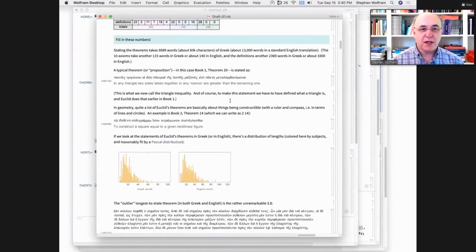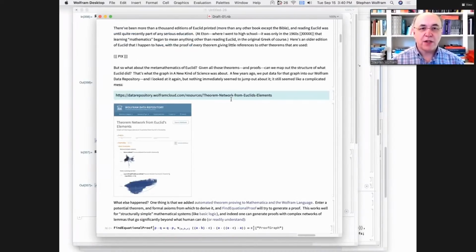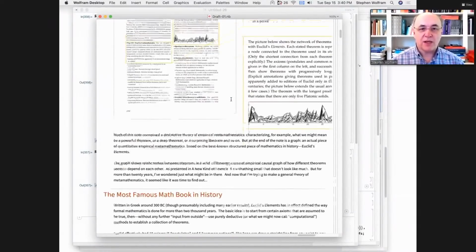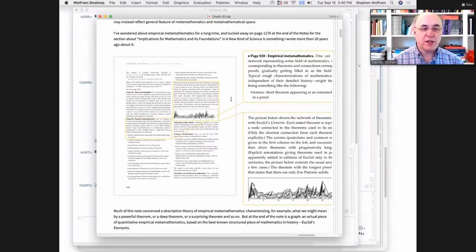As an exercise, I was looking at Euclid. Back when I was writing A New Kind of Science, I had this one mysterious note at the back of the book about empirical metamathematics, which was looking at the theorem network of Euclid to see what I could see from it. And this has sat here for 25 years, and I've been meaning to look at it again. So now, trying to understand the large-scale limit of metamathematics, I wanted to look at it again. I can give you a quick view of what I found.